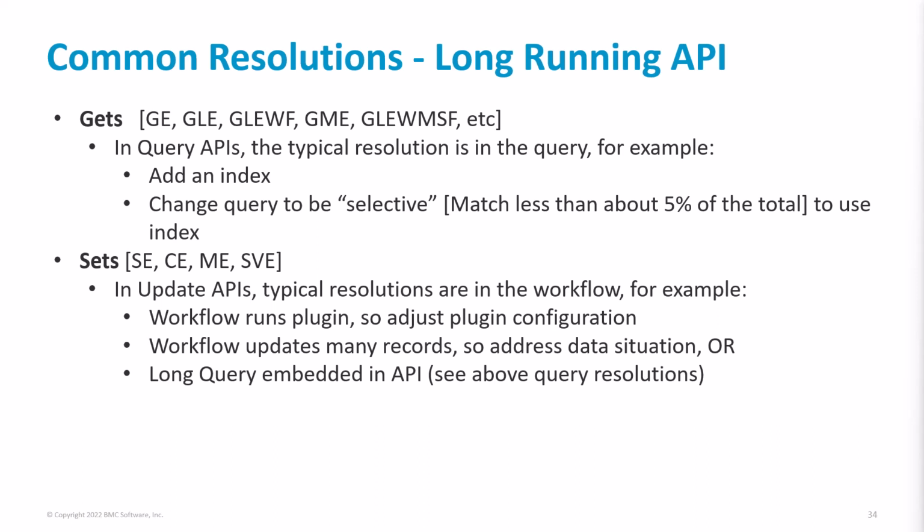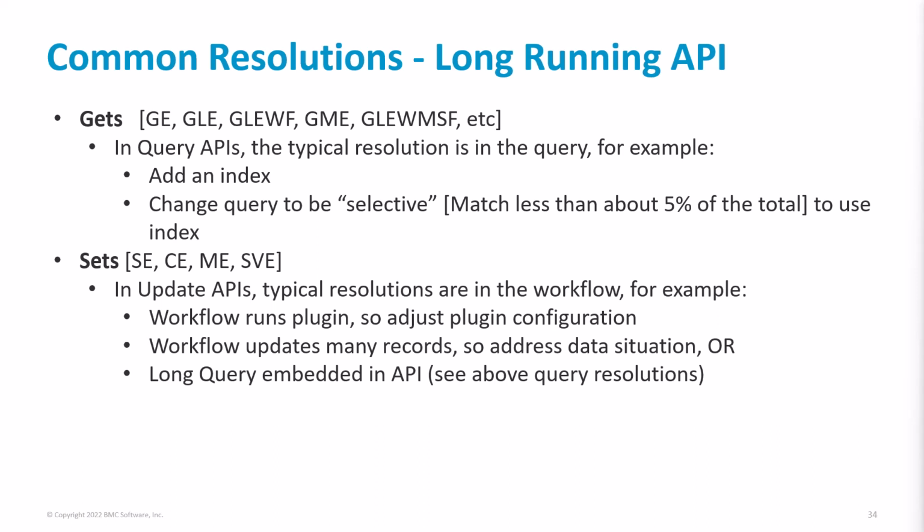If it was an ad hoc query, then you just need to instruct the end user on how to use fields in their queries that are indexed and make sure that they return less than 5% of the rows. If the query was generated by a workflow, then you may need to look at exactly what the workflow was doing and why it was returning so much data, and whether or not you can modify it to use an indexed field. Set API calls are set entry, create entry, merge entry, and service entry.